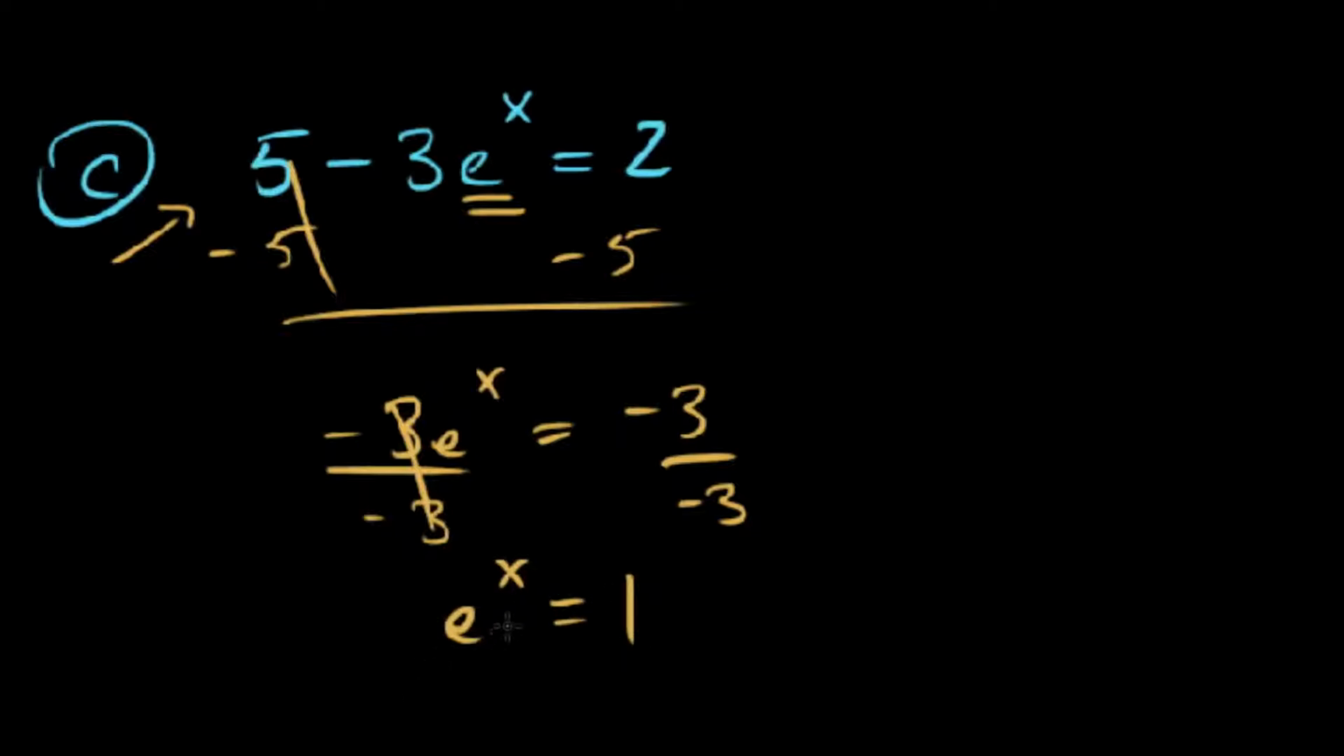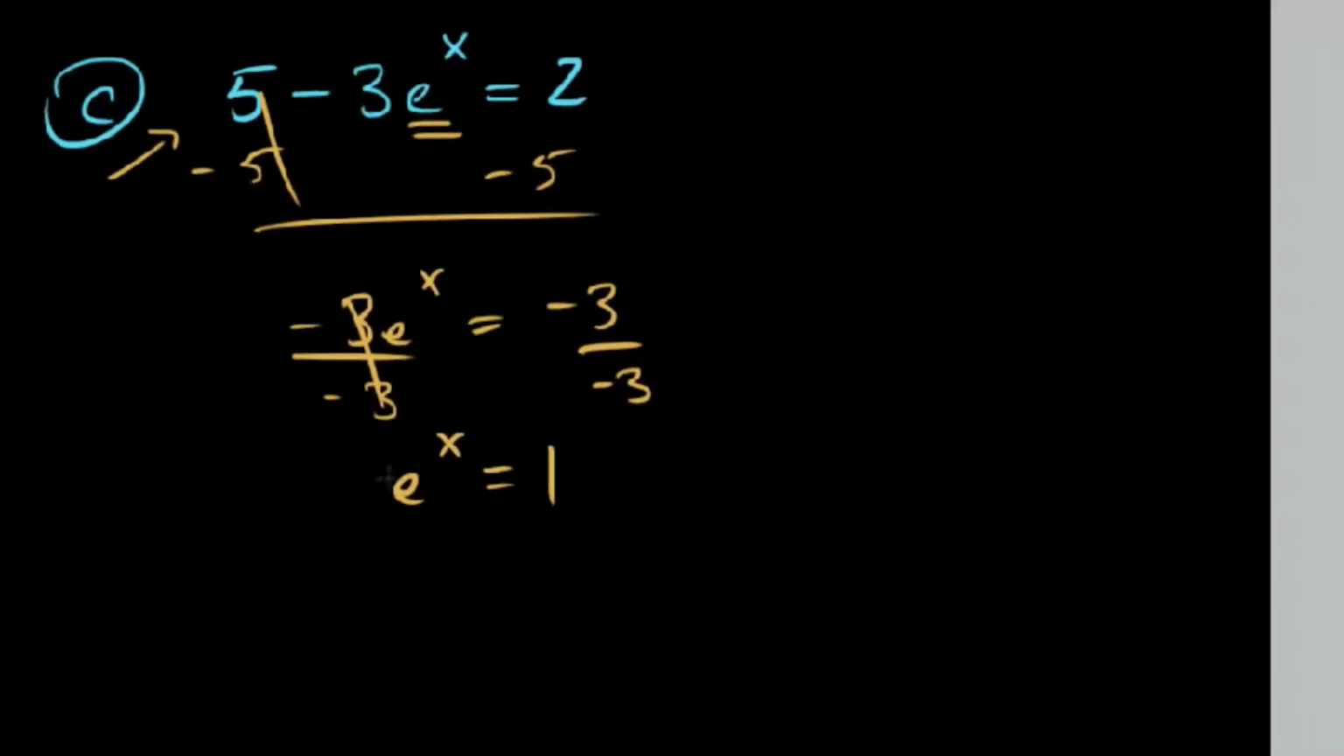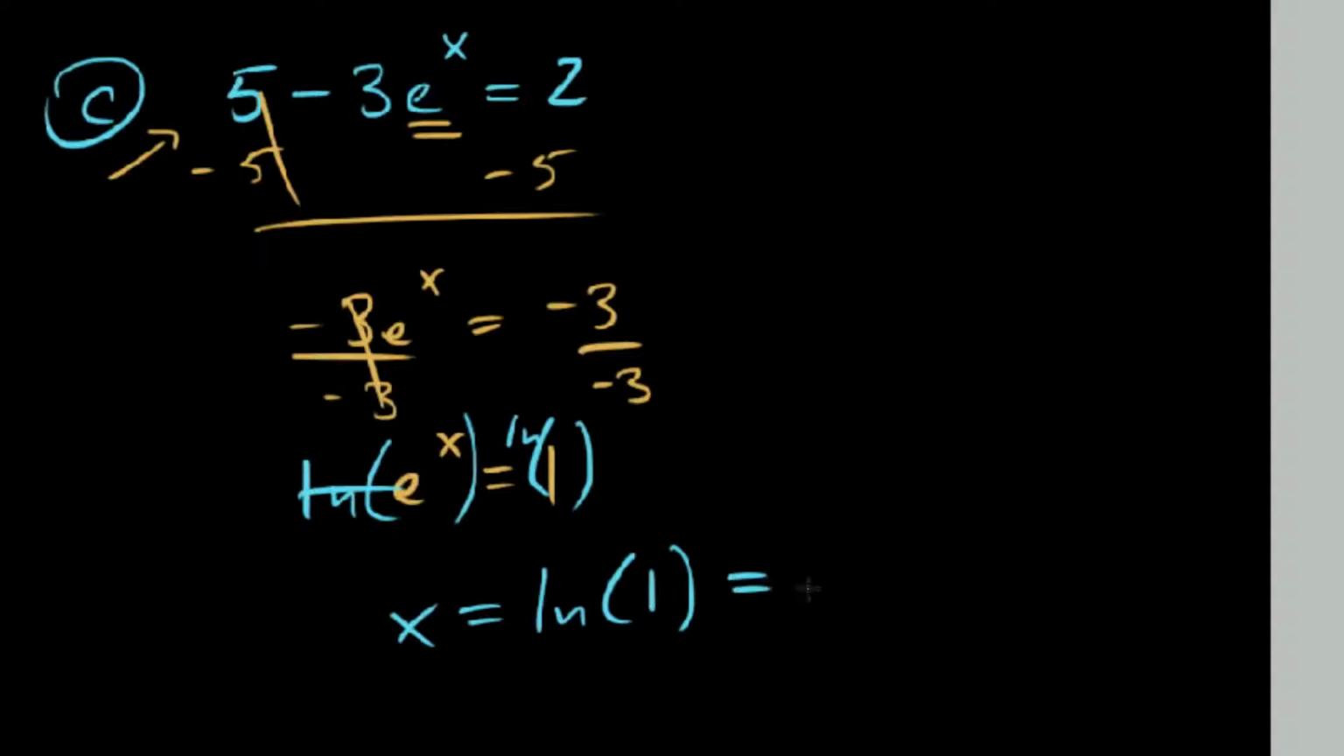So now, in order to undo the exponential expression, we'll use a log with the same base. So we end up with ln of everything on the left and ln of everything on the right, and so this would yield x equals ln of 1. And so if you know your stuff here, ln of 1 is a special property. We say this just comes out to be 0.